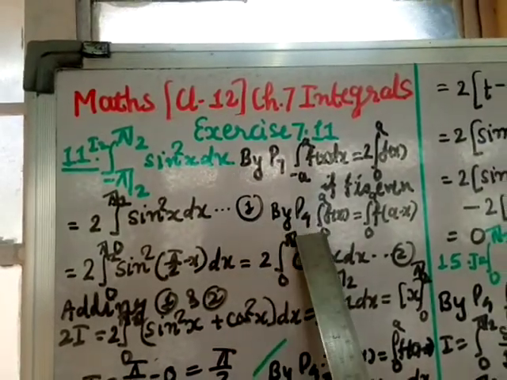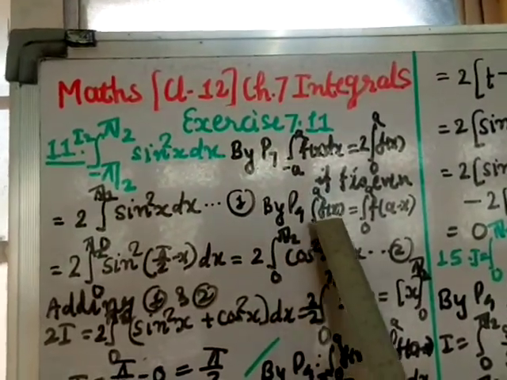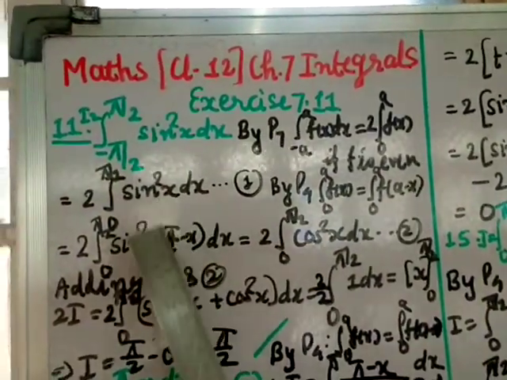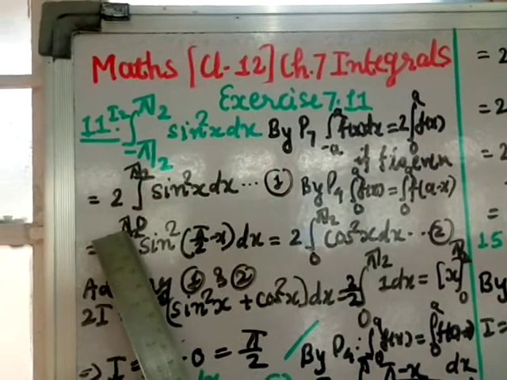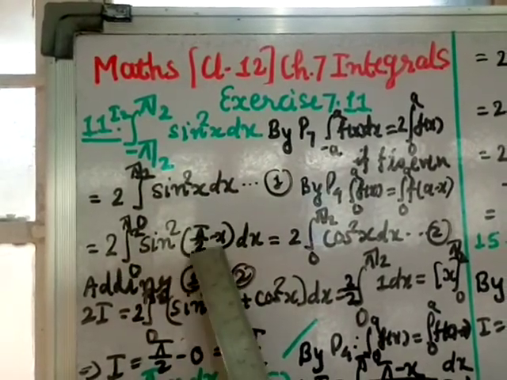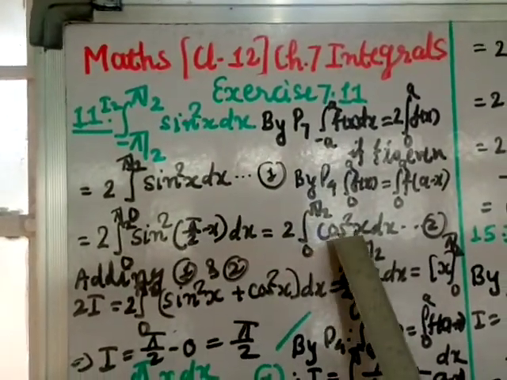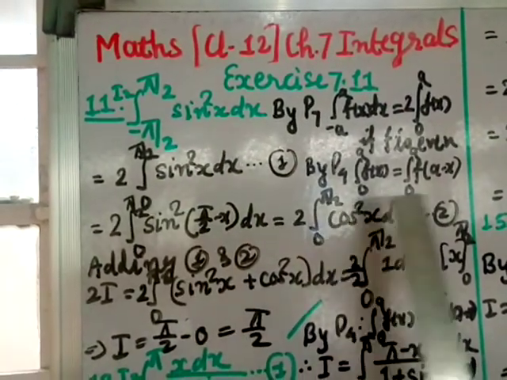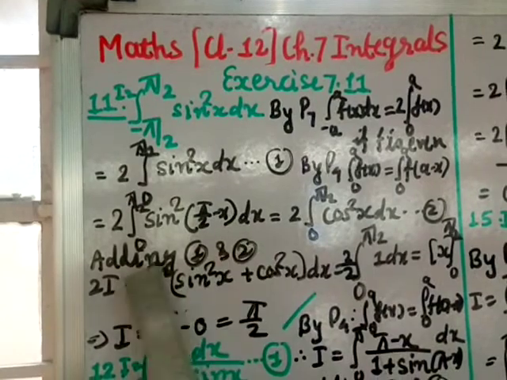Now use property 4, which says the integral from 0 to a of f(x) is equal to the integral from 0 to a of f of a minus x. So instead of x you put pi by 2 minus x. Sin square of pi by 2 minus x gives you cos square x, since sin of pi by 2 minus x is cos x and the square is there. Call it number 2. So add 1 and 2.